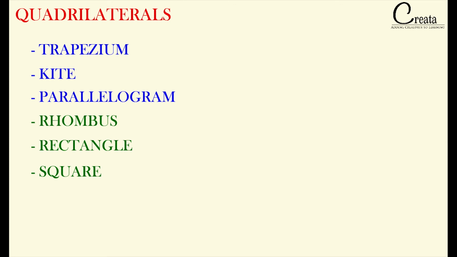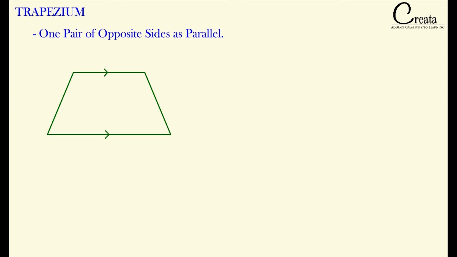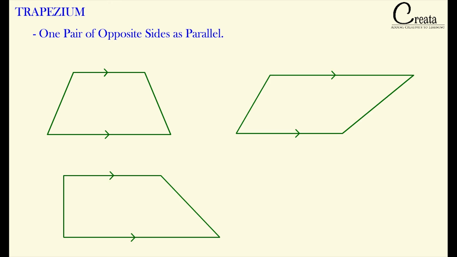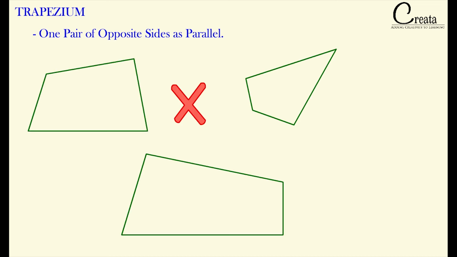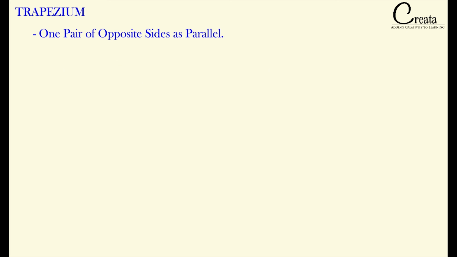Moving further, let's begin with the trapezium. Trapezium is a type of quadrilateral with a pair of parallel sides. Any one pair of opposite sides is parallel. These are examples of trapezium. This pair of opposite sides is parallel in this quadrilateral. The arrow mark indicates the parallel line. And these are not trapezium as they do not have parallel opposite sides. Got the point? Trapezium, the quadrilateral with any pair of opposite sides as parallel.